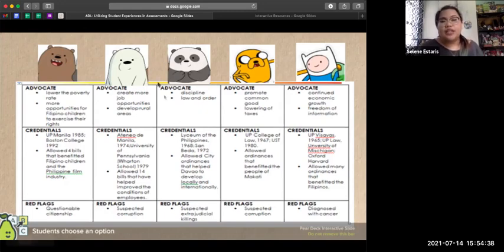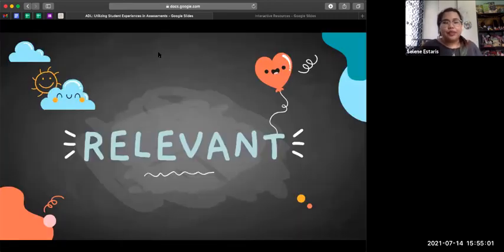Okay, so in this context, as you can see as well, again, realistic. It's based on actual candidates from the 2016 elections, and it's giving the students that opportunity to know what it's like to be a voter, to be in that situation where you have to choose somebody who's going to be a leader. So that's for realistic. I'm also going to be showing some examples for relevant.